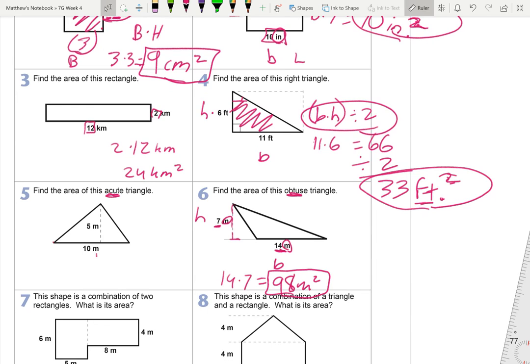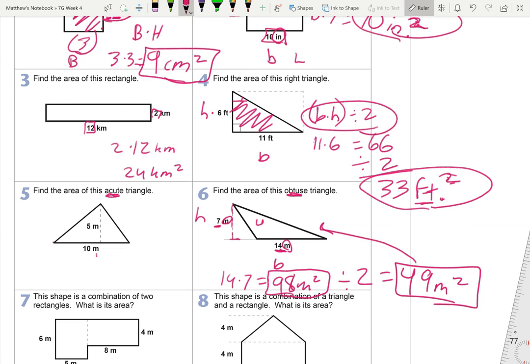And then I have to do my final step here of dividing it by 2, since that's going to be the area of a triangle. So 98 divided by 2 gives me my new area of 49 meters squared. Okay, so this here is going to be 49 meters squared.